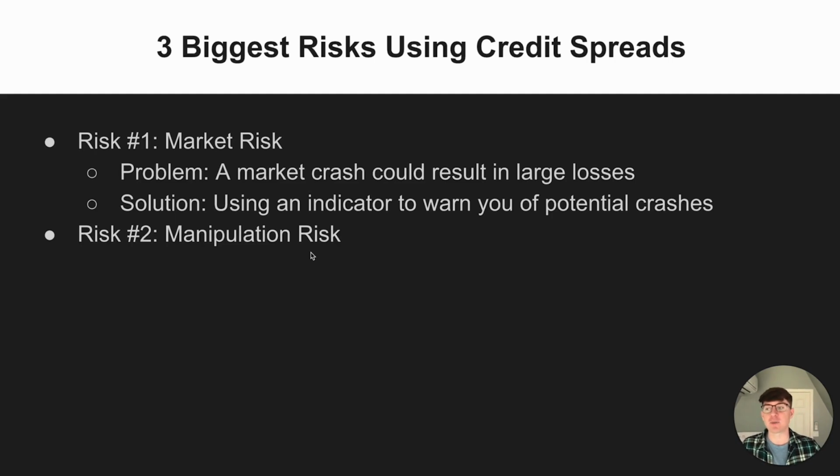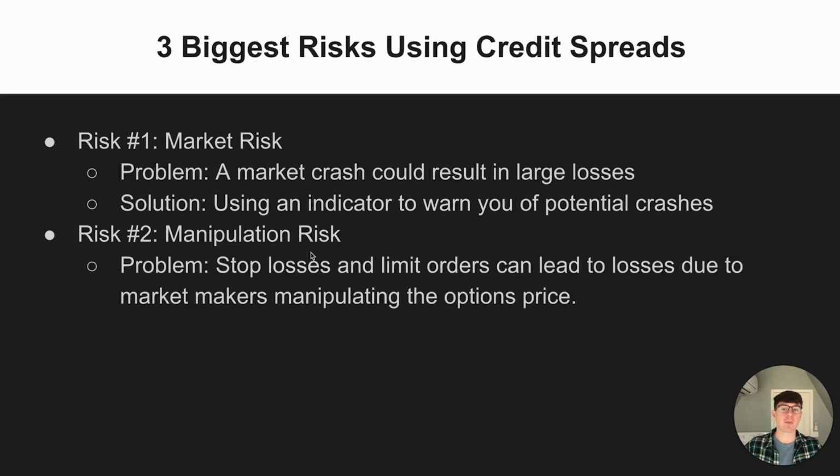Risk number two is manipulation risk. So the problem here is when you use a stop loss or a limit order, it can lead to losses due to market makers manipulating the option price. Those were a lot of words. What does that mean? It means that when you have an order sitting out on the market and you're waiting for it to get filled, whether it's a stop loss because you want to protect your downside or a limit order because you only want to get in at a certain price.